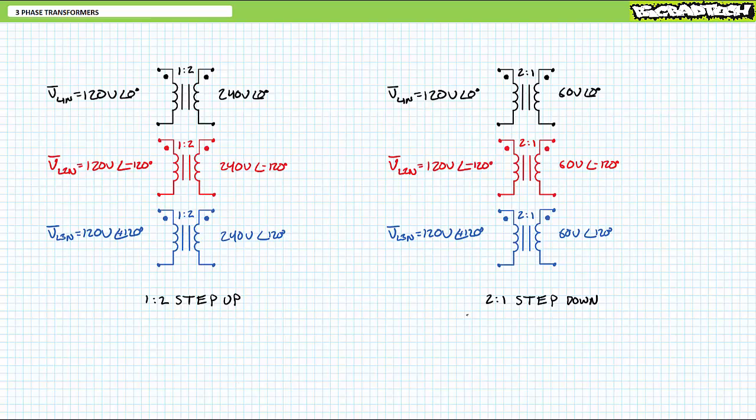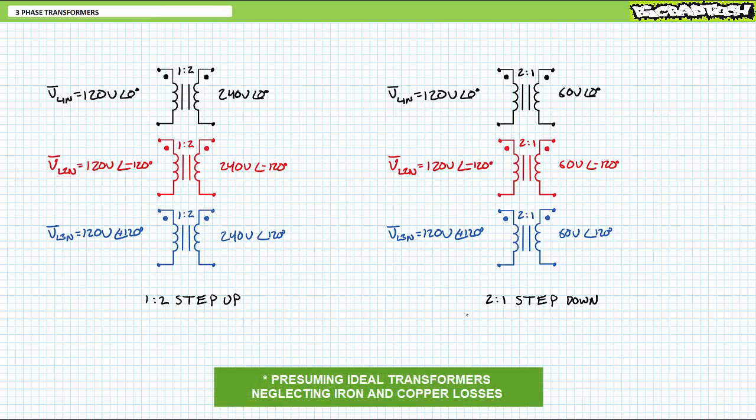You will note that each secondary, regardless of step-up or step-down configuration, does not induce any phase shift between it and the primary. Secondary output of transformer 1 remains at 0 degrees, secondary output of transformer 2 remains at negative 120 degrees, and secondary output of transformer 3 remains at positive 120 degrees. In summary, the winding-to-winding magnetic transfer power does not influence phase shift in any way, shape, or form.